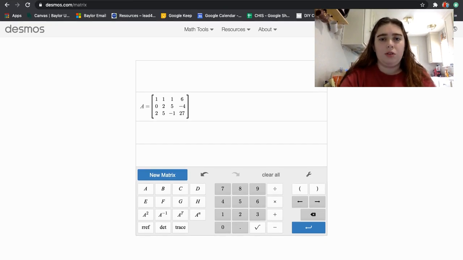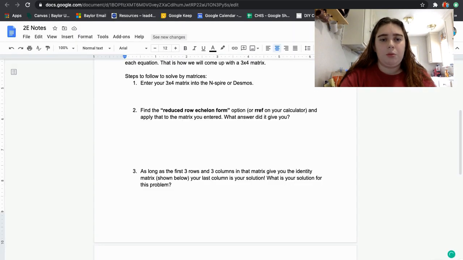So let's go back to our notes and see what the next step was. We entered that, so now we're going to find the button or the command that is reduced row echelon form, okay? That probably seems like a lot of words you don't really know. You don't necessarily need to know what echelon means, but we're just going to refer to it as RREF, okay? RREF on the calculator is what it should look like, and we're going to apply that to our matrix that we entered.